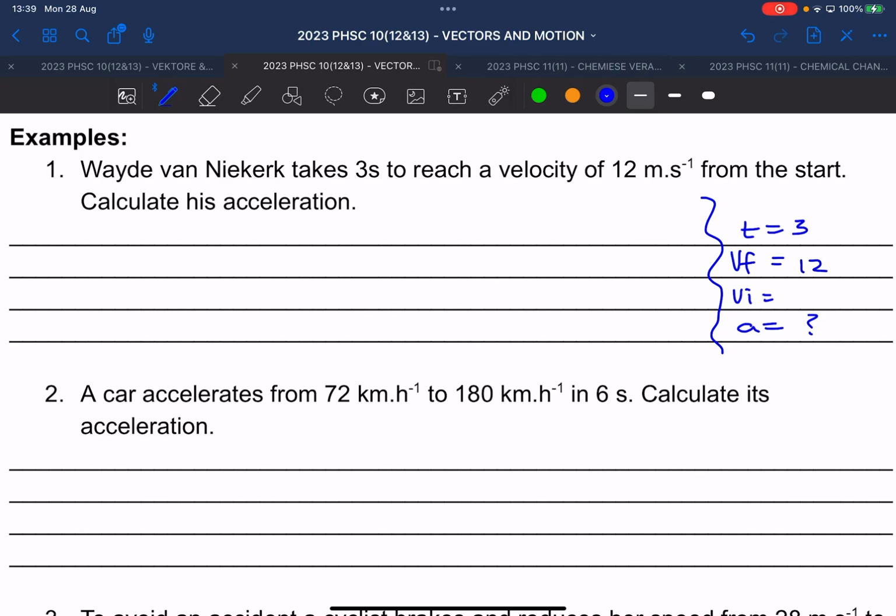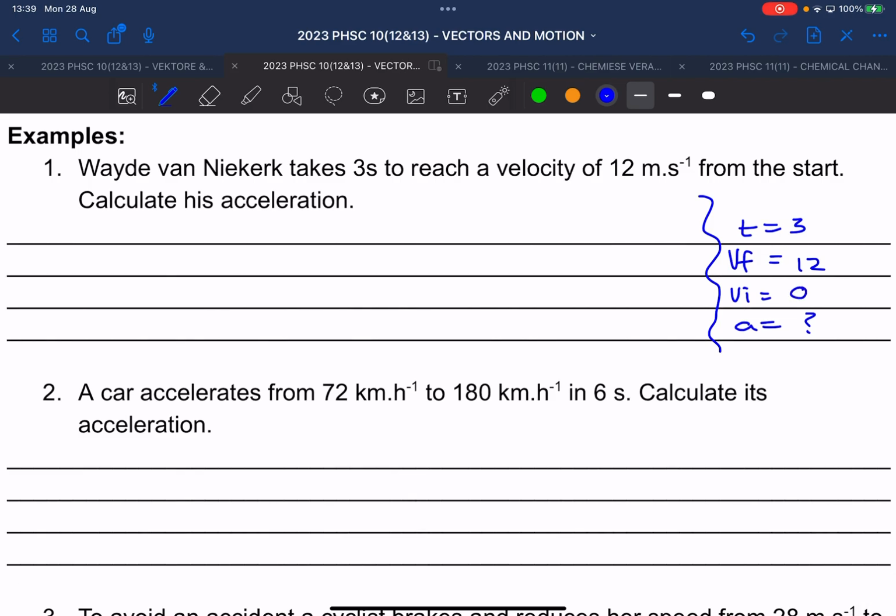Okay. So that information, they will not necessarily give it to you. You must know in a race, they start from rest. So let's look. Acceleration is a change in velocity over the change in time, or you can write down final velocity minus initial velocity over time. The final velocity was 12, the initial velocity is 0. Please fill in that 0. They want to see it. And the time is 3 seconds.